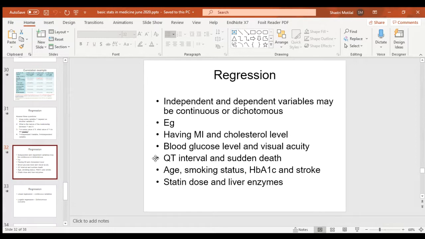QT interval and sudden death. QT interval is something that we measure on an ECG. It's measured in milliseconds, so it's a quantitative variable. Sudden death, the person either had sudden death or not. That would be a dichotomous outcome. That would be the dependent.